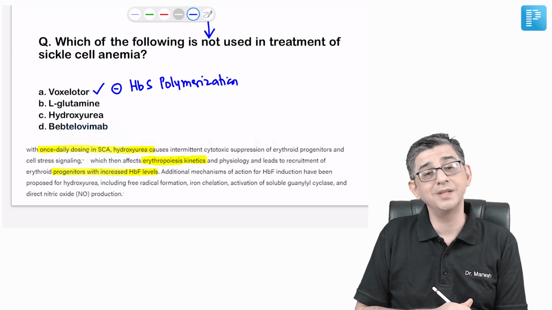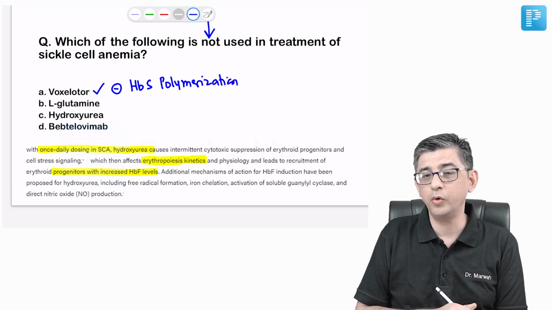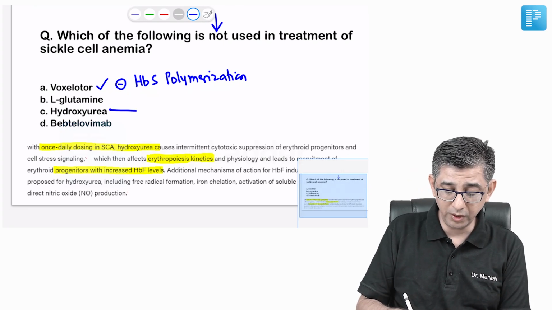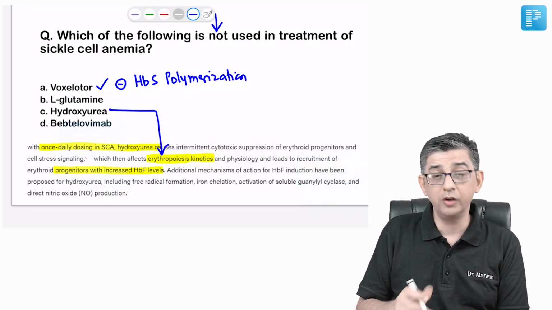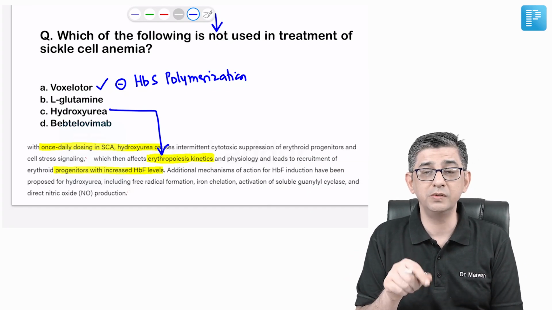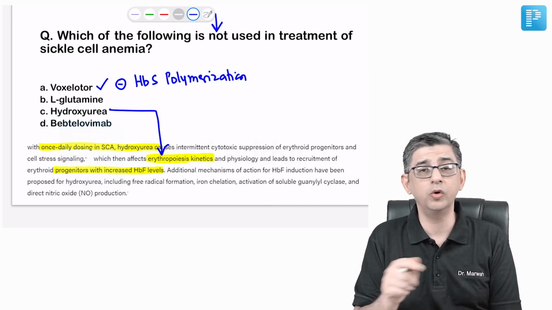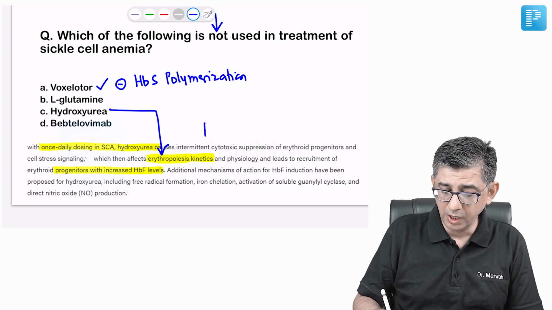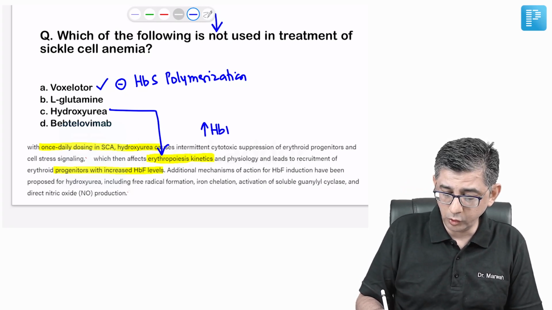What hydroxyurea does is that it affects the erythropoiesis kinetics in the bone marrow, and it causes production of RBCs with relatively higher amount of hemoglobin F. Traditionally we always study hydroxyurea. What it will do is it will increase the value of hemoglobin F.